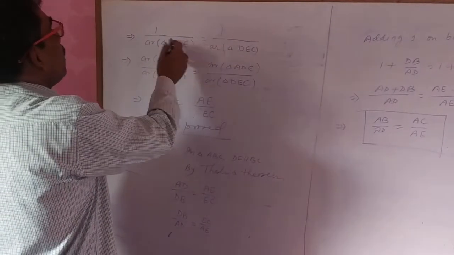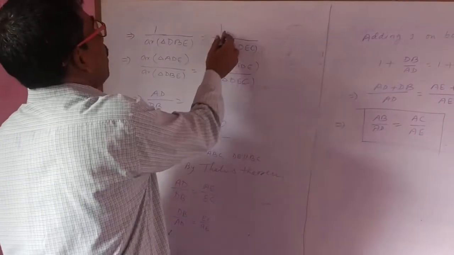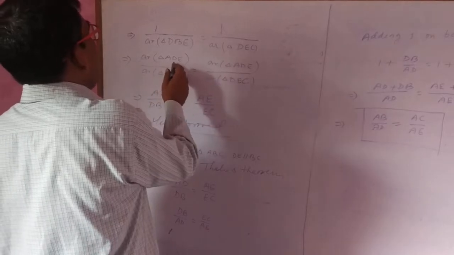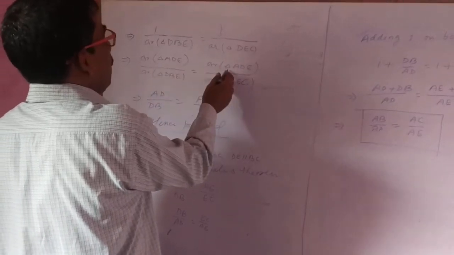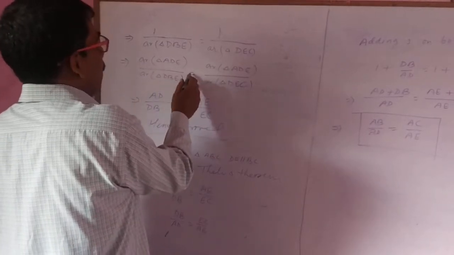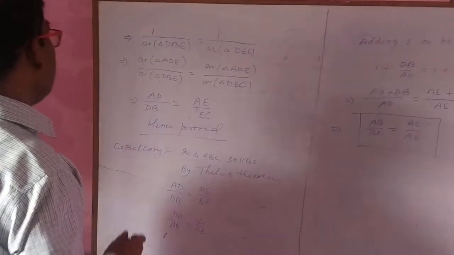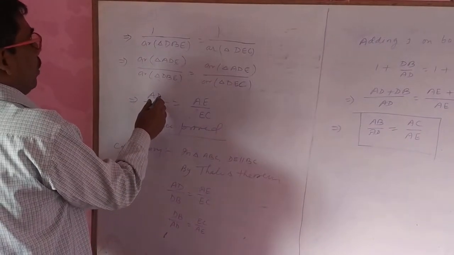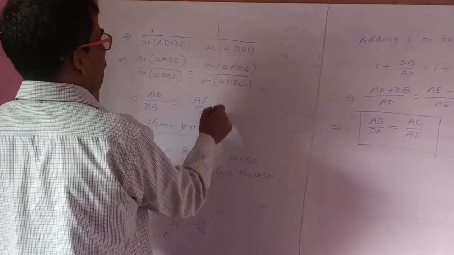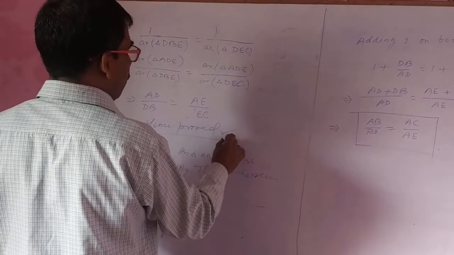Taking reciprocal of this, then 1 by area of triangle DBE equal to 1 by area of triangle DEC. Multiplying both sides by area of triangle ADE, then area of triangle ADE by area of triangle DBE equal to area of triangle ADE by area of triangle DEC. And this implies from 1 and 2, AD by DB equal to AE by EC. Hence we proved Thales theorem.